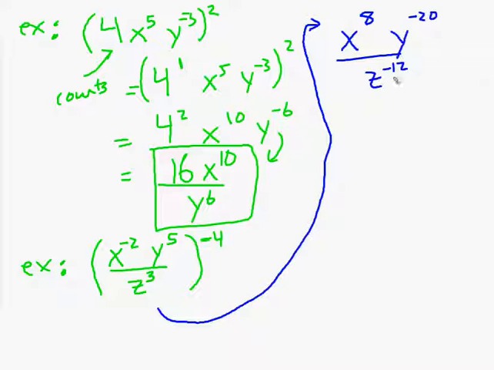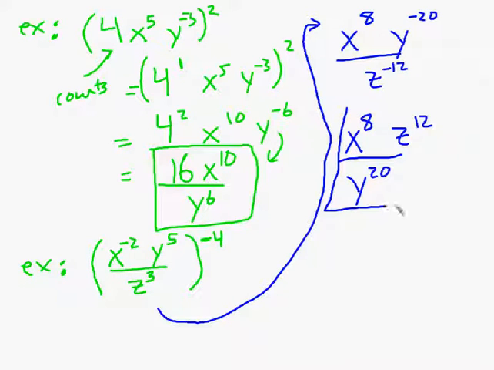Okay, so what do I need to do? Do I need to do anything with that 8x to the 8? No, that guy's fine right there. And what about this y to the negative 20? Move that one down. And what about this z to the negative 12? Move that one up. Okay? You good? Any problems? No, not at all.